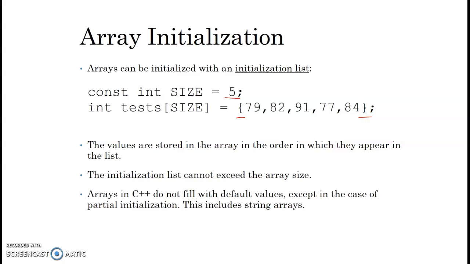Arrays in C++ do not fill with default values. That happened in BASIC. It filled it with zeros for numerical arrays and with nulls for string arrays, but C++ does not do that unless we use a partial initialization list, and we'll see that shortly. And this includes string arrays. So if I declared tests without an initialization list and tried to access it, I would get garbage out of it. Some of those really large numbers, negative numbers, would make no sense, instead of getting the zeros that we would have gotten last year in BASIC.